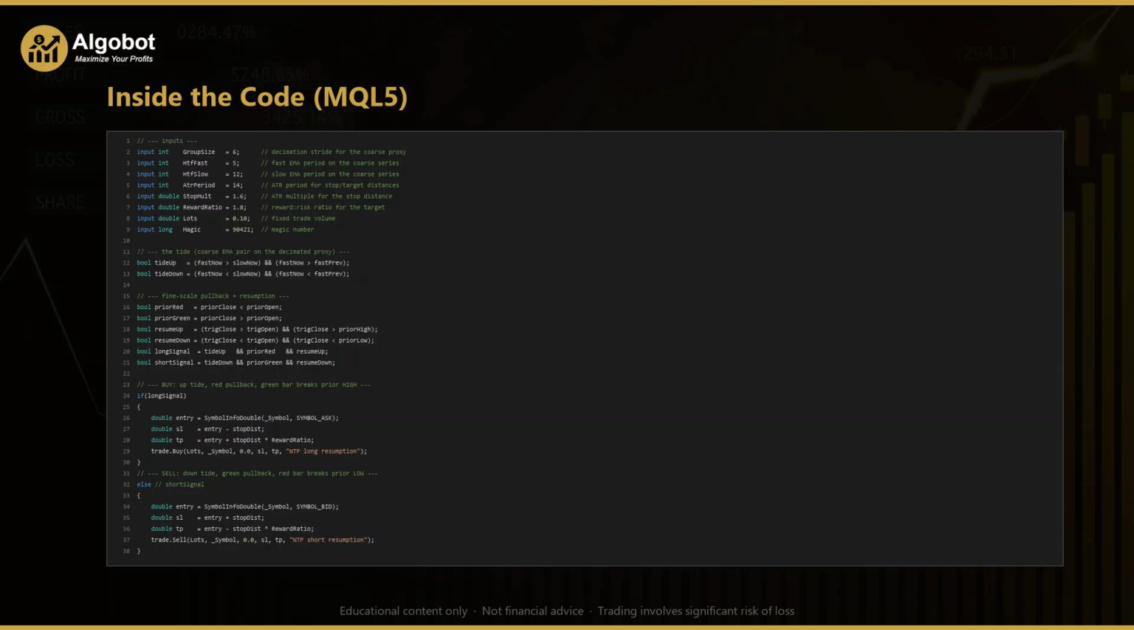Next, you can see how the tide is defined. The Boolean tideUp is true when the fast average is above the slow average and above its own previous value, while tideDown is the mirror image. Below that, the fine scale logic checks the candles.